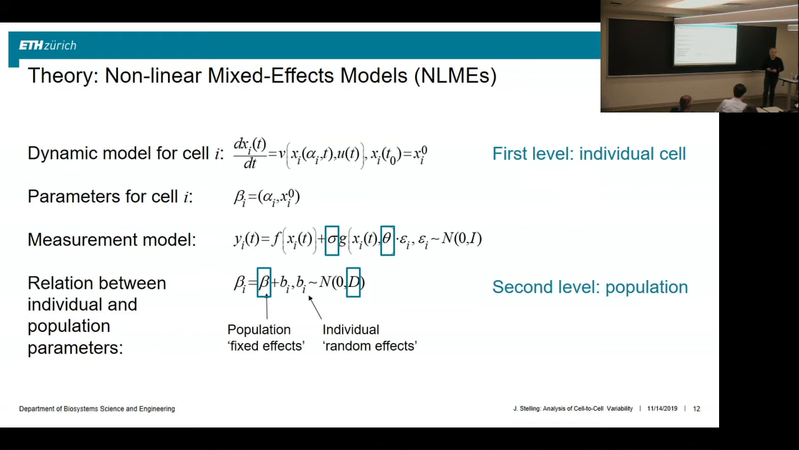It's a hierarchy. Sorry, I'm confused. So you have beta_i twice. Beta_i is the kinetic parameters and the initial conditions for each cell, but then you also have beta_i being... This is how the beta_i's are distributed. Okay. And that's the realization for each cell.